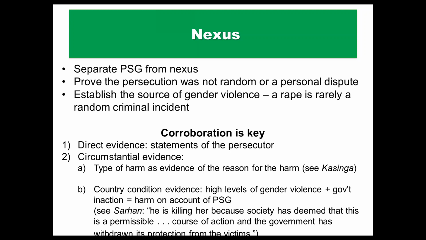So you can use that and use other similar language in other circuits to argue that when you have high levels of gender violence and complete government inaction or impunity for that violence, that demonstrates that harm is on account of a particular social group, that the man was abusing her because society had deemed it was okay. The gang member was forcing this girl into a relationship because society has deemed that it's okay. And so really trying to use the country condition evidence to prove that that social group is connected to the reason for the harm.